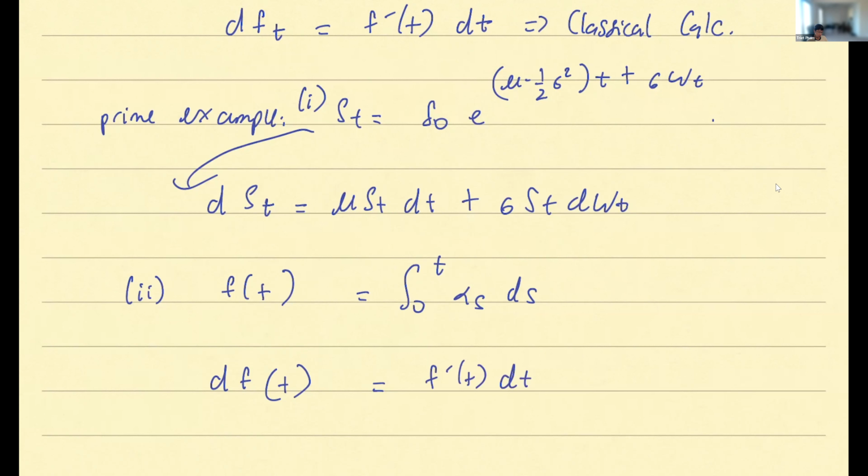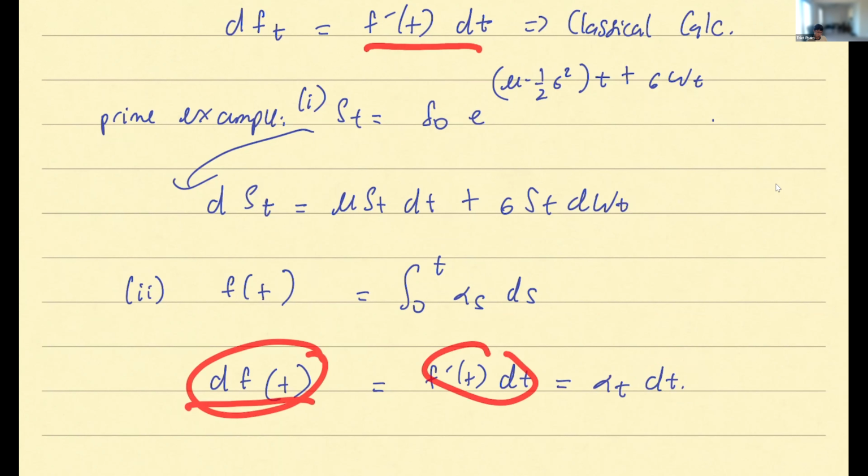But what's f prime of t? Well, this is the fundamental theorem of calculus, which gives you alpha t dt. So the integrand is good, but don't forget dt, because we're in the differential setup. So df t is f prime of t dt, which is alpha t times dt.